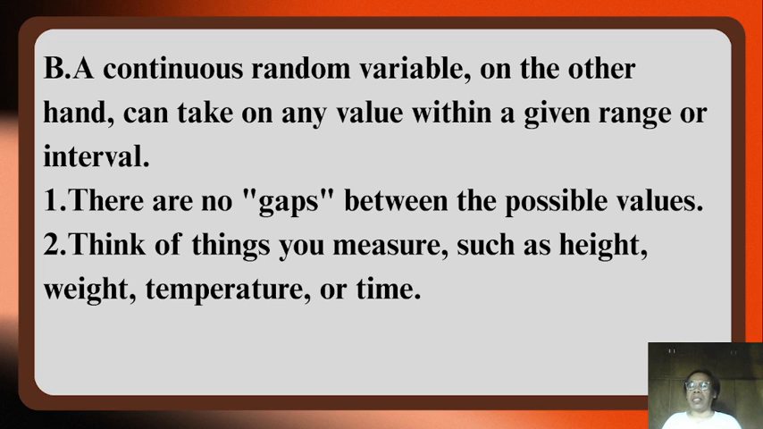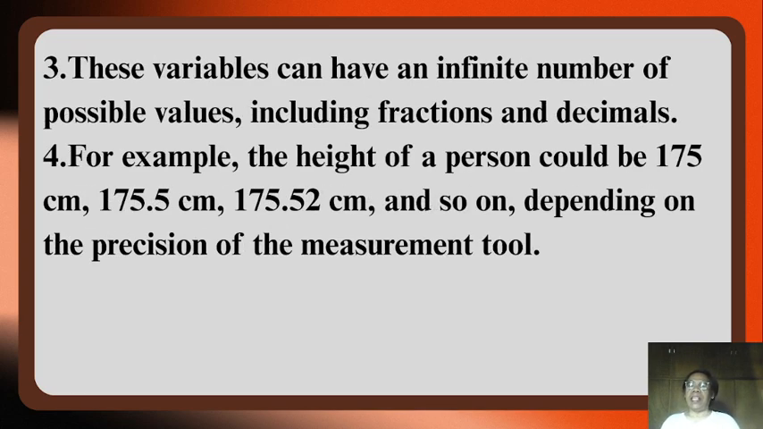A continuous random variable, on the other hand, can take any value within a given range or interval. There are no gaps between the possible values. Think of things you measure, such as height, weight, temperature, or time. These variables can have infinite number of possible values, including fractions and decimals.